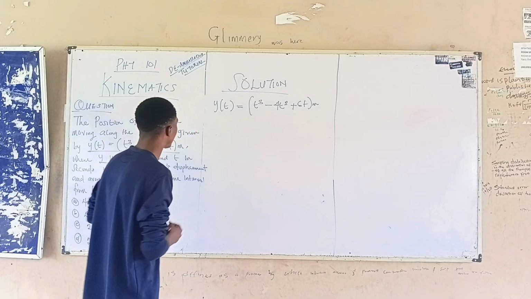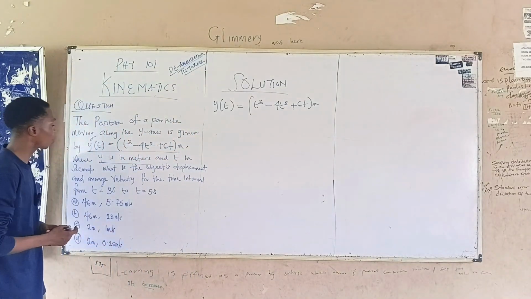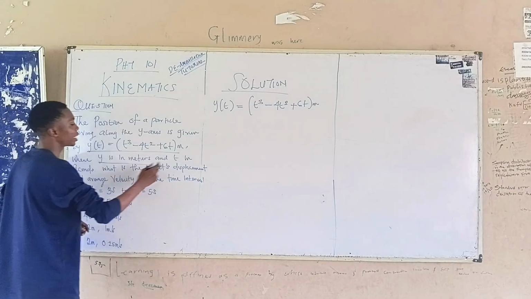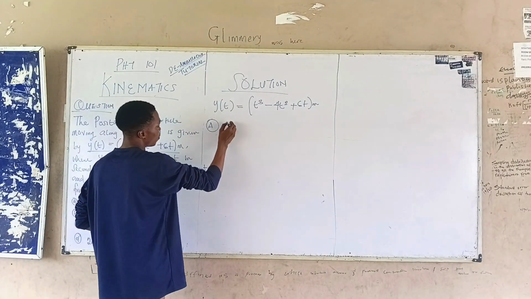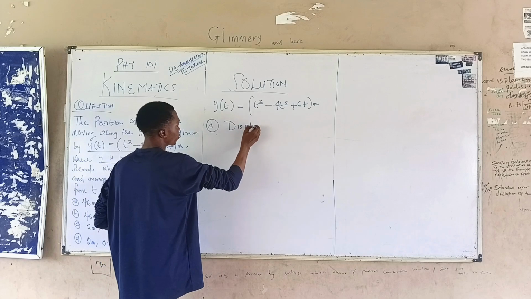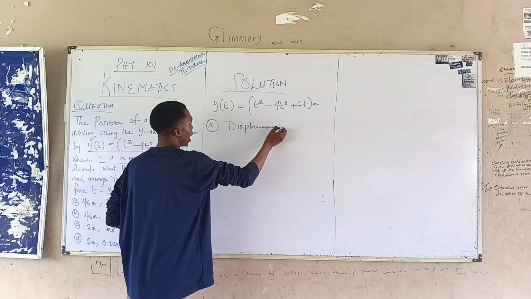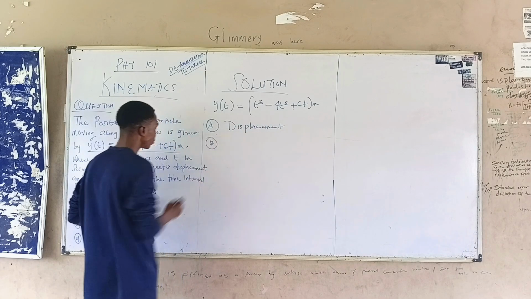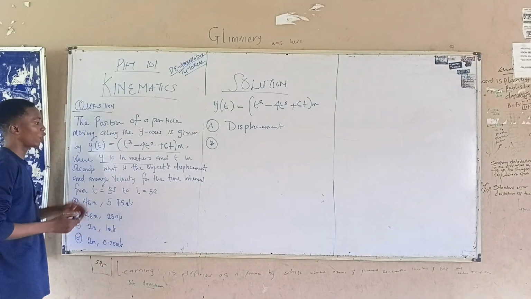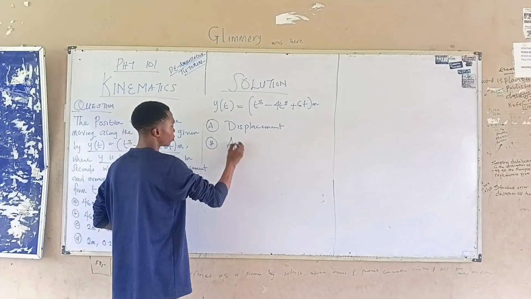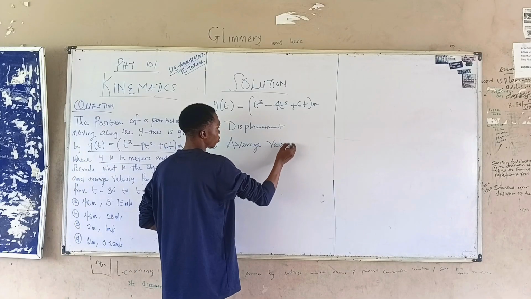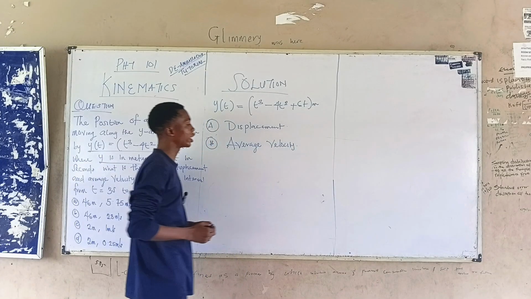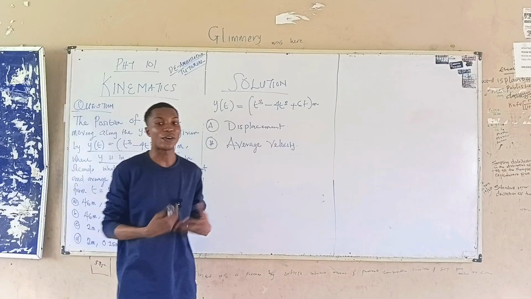You are still right. So let's look at what we have to find. The first question says, what is the object's displacement? So we have to find displacement, and also we have to find average velocity.